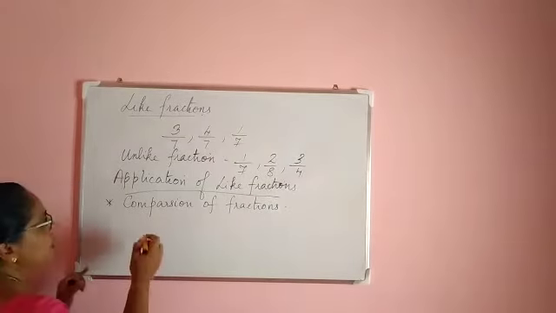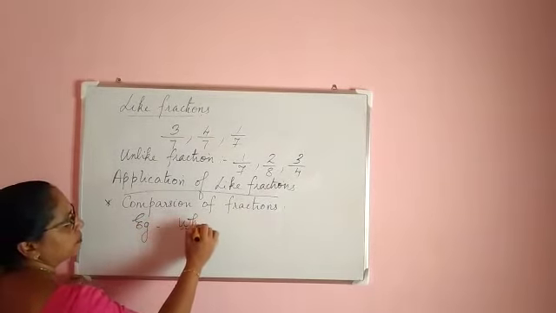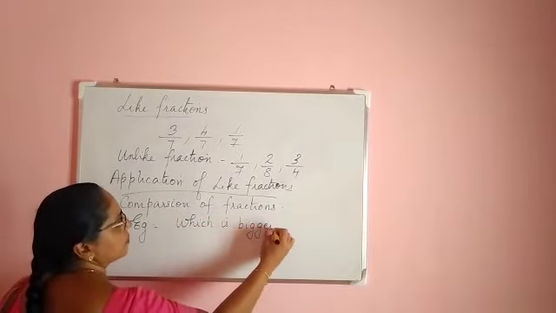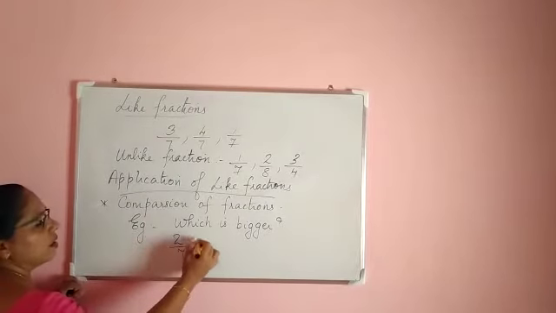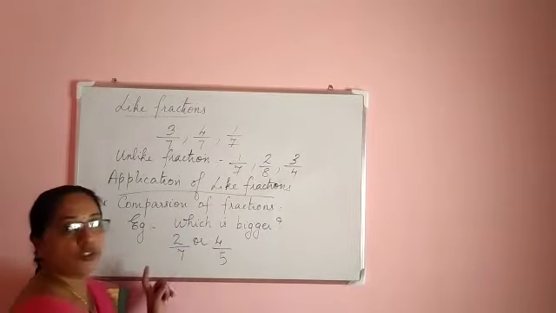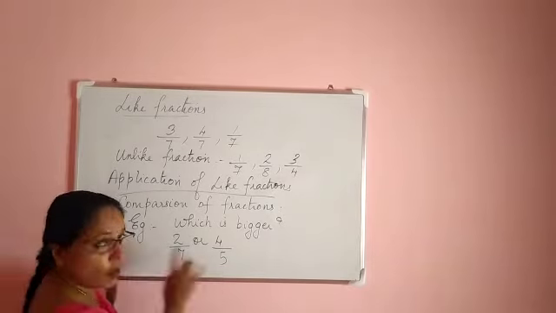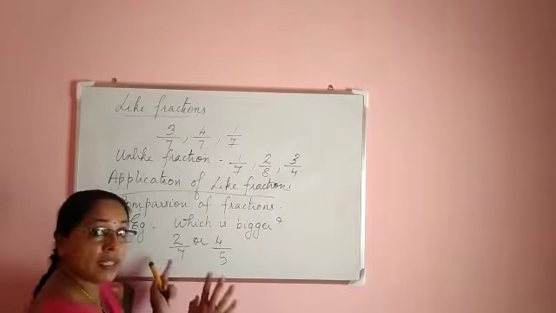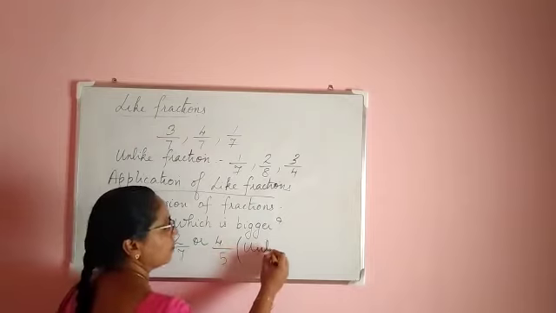Okay, for example, which is bigger, 2 by 7 or 4 by 5? Two fractions are given. What kind of fractions are they? Do they have the same denominator? No, they don't have the same denominator. The denominators are different. So these are unlike fractions.